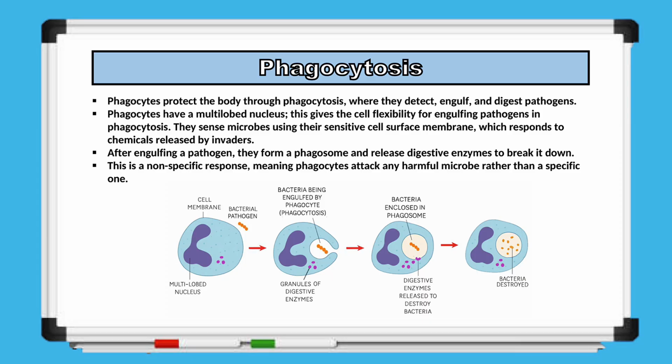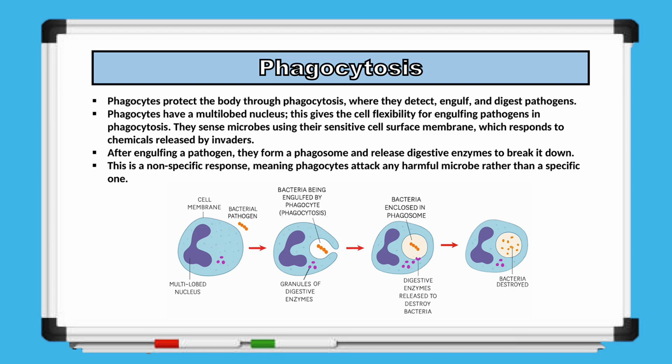Using their sensitive cell surface membrane, phagocytes detect chemicals released by bacteria and are drawn toward the site of infection. Once a pathogen is detected, the phagocyte extends its membrane around it and engulfs it, enclosing the microbe inside a sac called the phagosome. Digestive enzymes from granules inside the cell are then released into the phagosome, breaking down and destroying the bacteria. The remaining soluble debris is eventually removed from the cell by exocytosis.